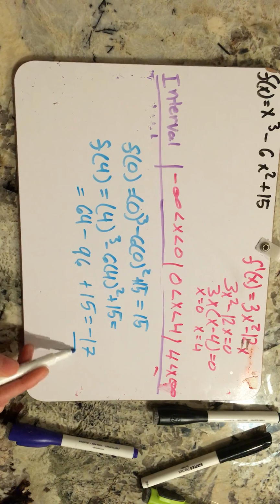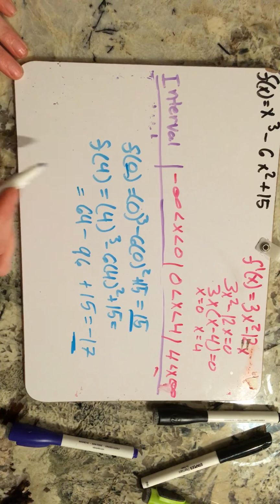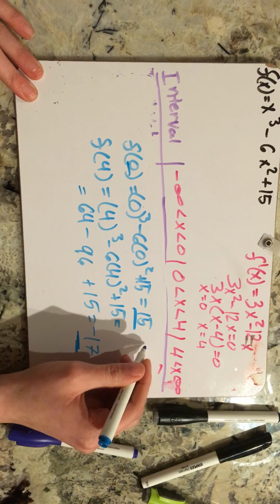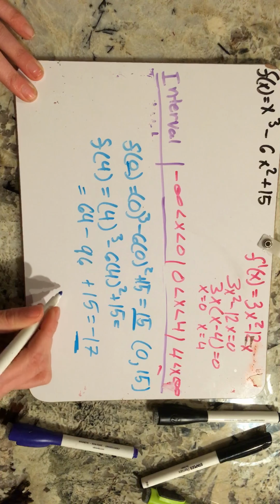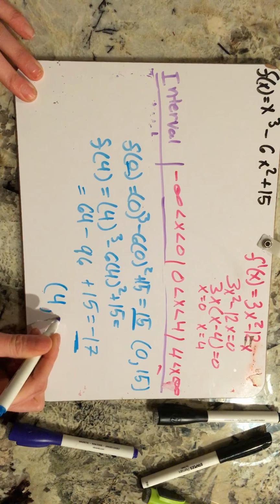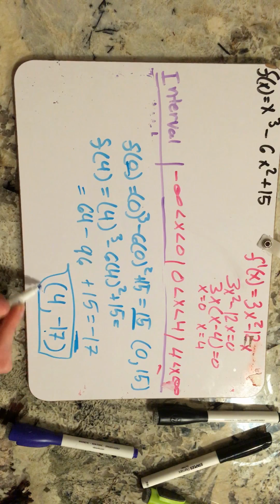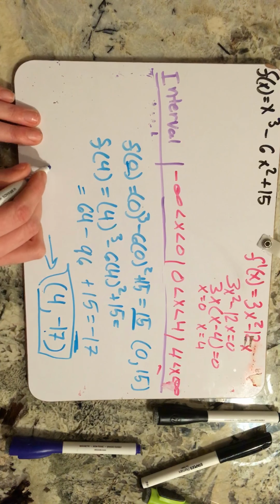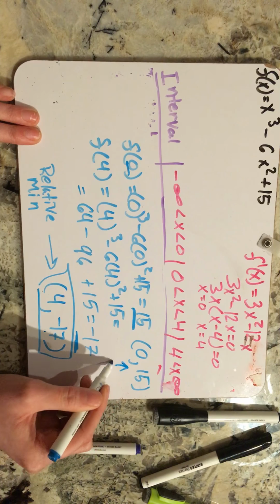This is our y point right here, and then our critical values are our x points. So the point here is 0, 15, and then our point here is 4, negative 17. We know our minimum point by looking at our y value. Whichever one has a smaller y value is our relative min, which means the other is our relative max.